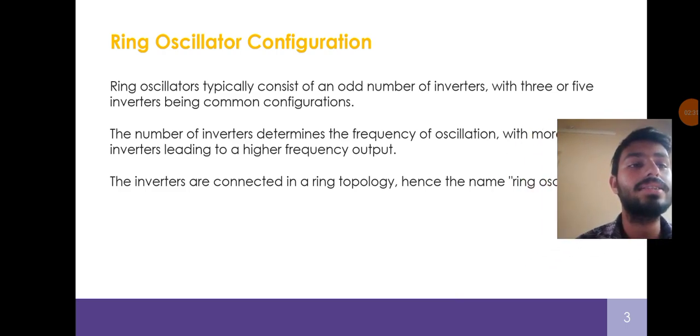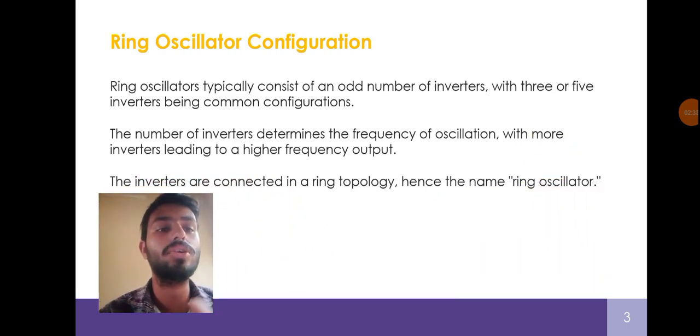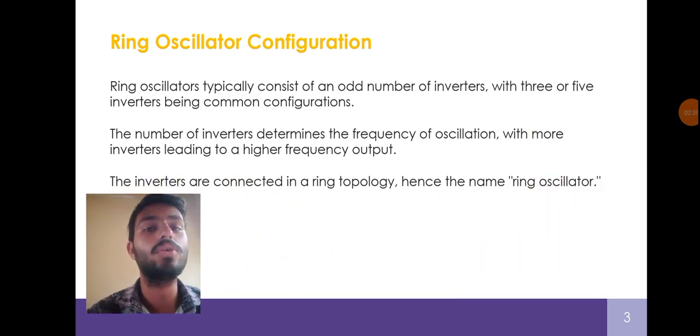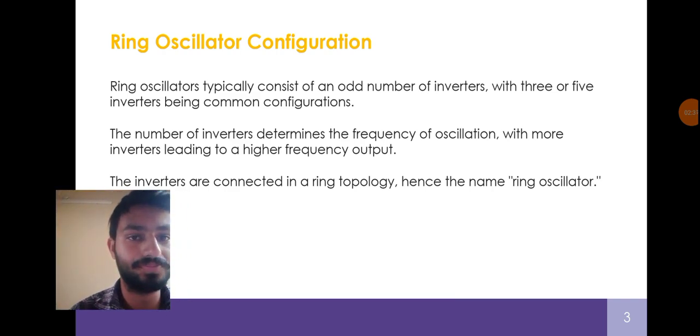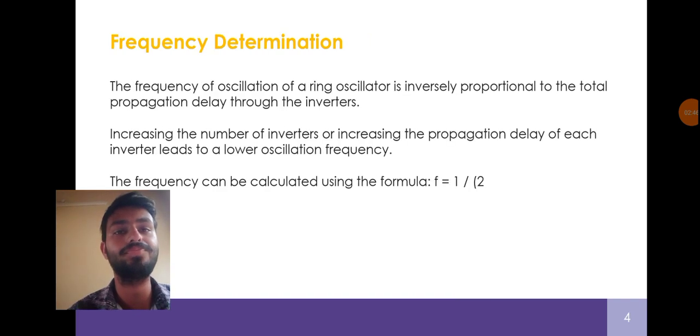The inverters are connected in a ring topology, hence the name ring oscillator. The name comes from the fact that they are connected in a loop in a ring shape.